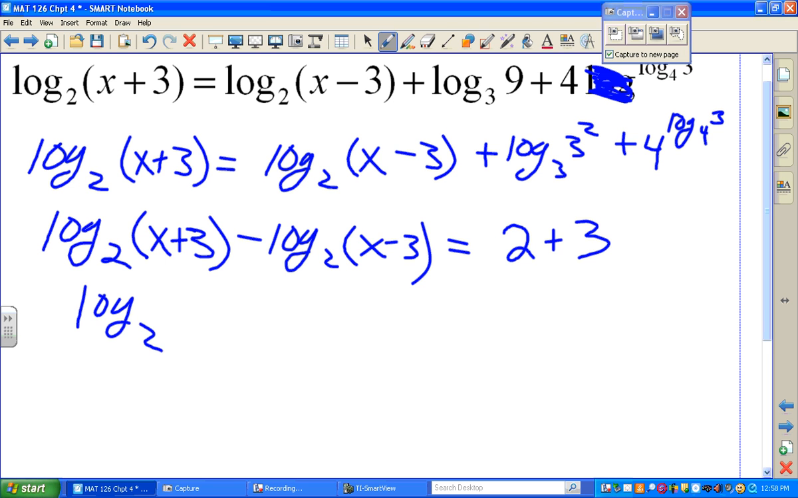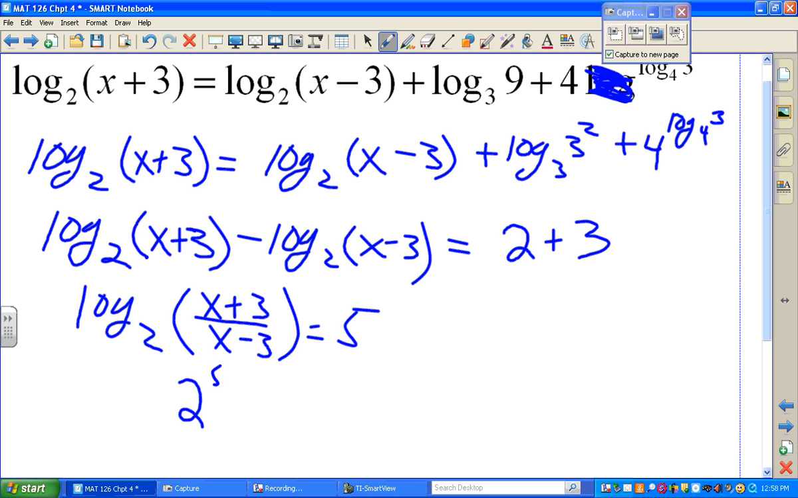Log base 2 of the quotient, x plus 3, divided by x minus 3, equals 5. Whoa, it's a logarithmic equation. How do we solve it now? Change it to what? Exponential. We're getting closer.